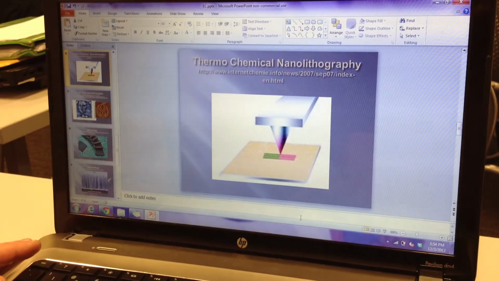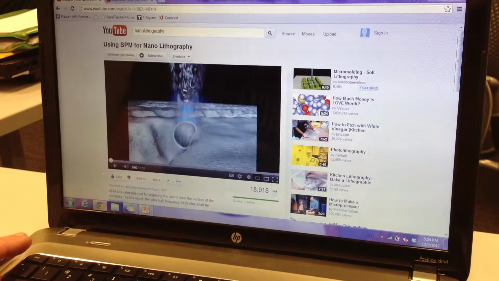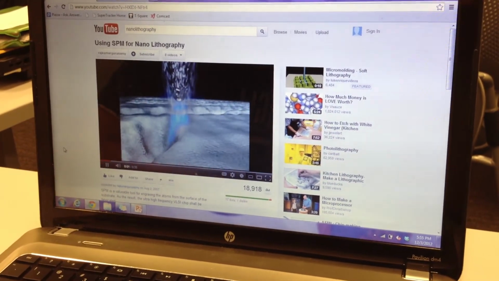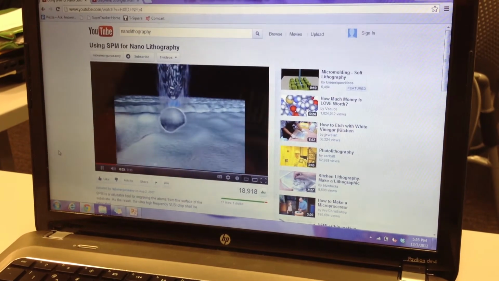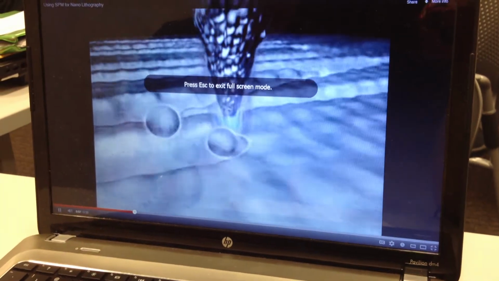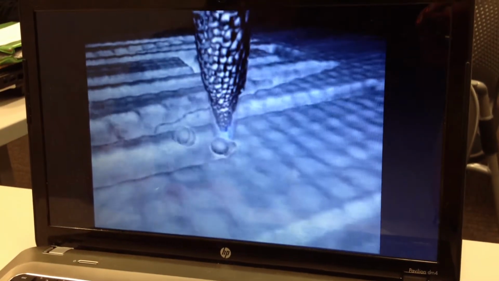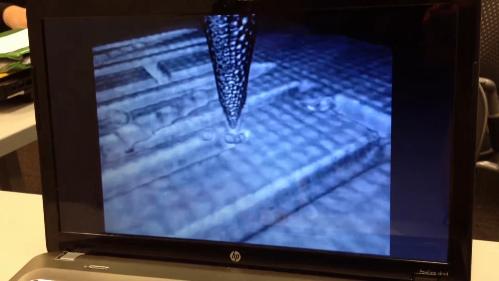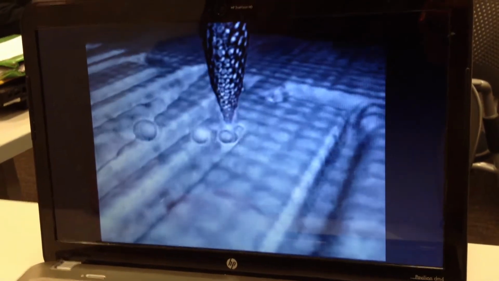Now, there's a video I'd like to show you that shows this very well. And as you can see, the pen is expelling the atoms, leaving a design on the surface.